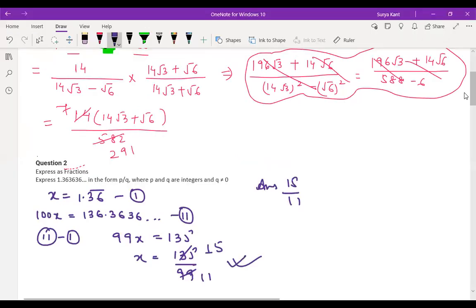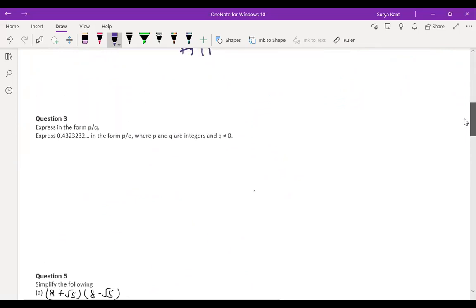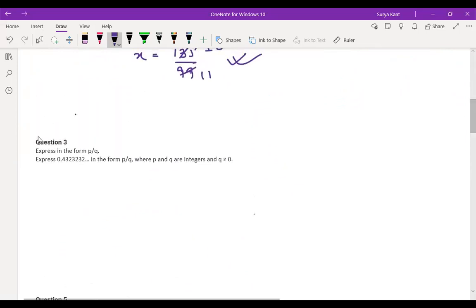So next question is, express this in the form of p by q: 0.4323232 bar. Anyone solve this? This is not the first equation. We should write the bar just after the point.